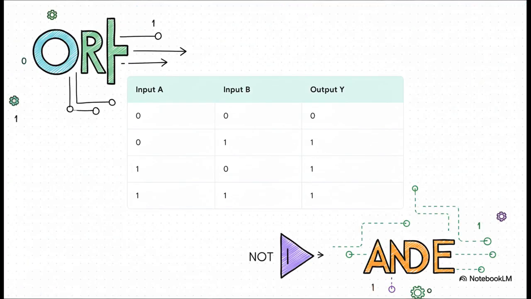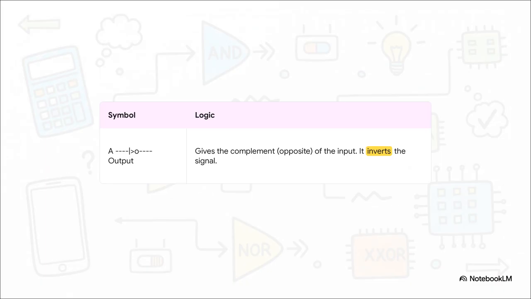And you can totally see the difference in its truth table. Just look at that. The only way to get a 0 out of an OR gate is if both inputs are 0. As long as there is at least one 1 coming in, you are always going to get a 1 coming out.